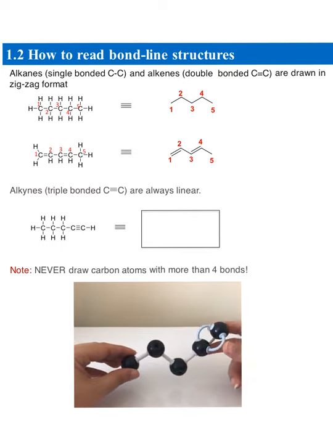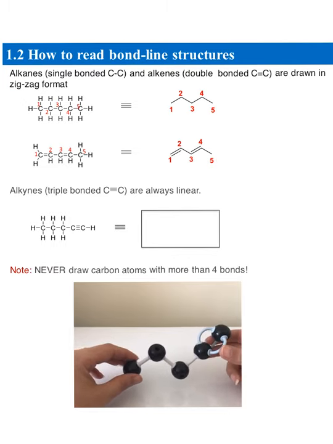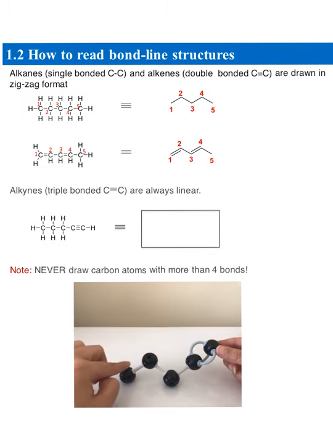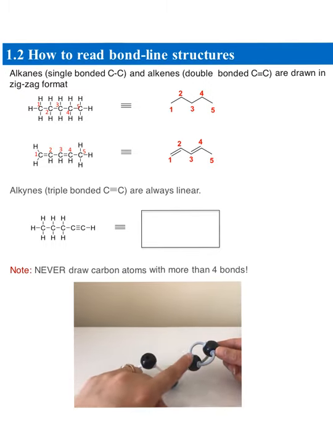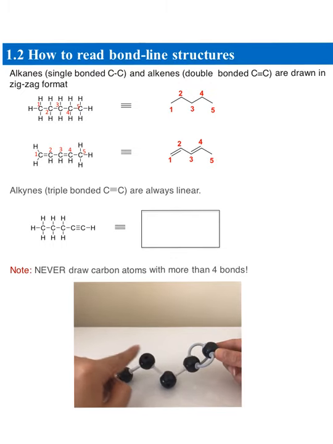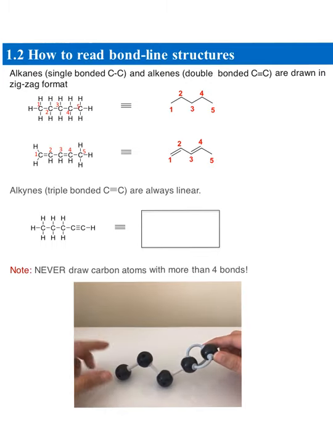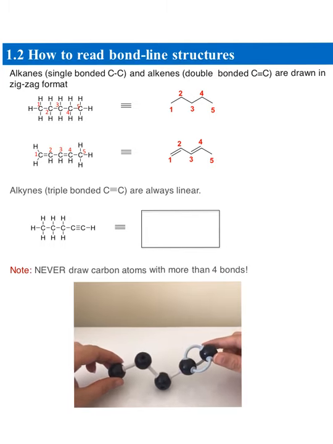Now if you make the model of the third molecule, just pay attention that I didn't attach the hydrogens in this model to make it easier to see the linear and zigzag parts. So this molecule, this is carbon number 1, 2, 3, 4, and 5. This part of the molecule is an alkane, so it's in a zigzag format. However, this part of the molecule has a carbon-carbon triple bond. It's an alkyne, so it's in a linear format. While drawing this structure on paper, we should follow this model. So we never draw the alkyne in a zigzag format.